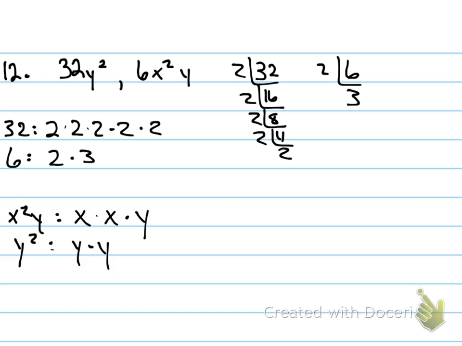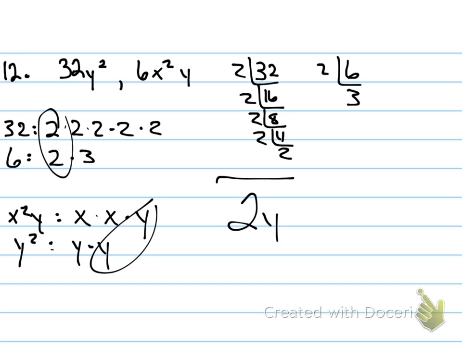So last but not least, help me pair them up. What's it going to be? 2's and y's. Anything else? So GCF is 2y. Okay, you don't even have to multiply anything on that one. There was just one group of numbers and one group of variables. All right, if you understand that, that's everything you need to know for 4.2.